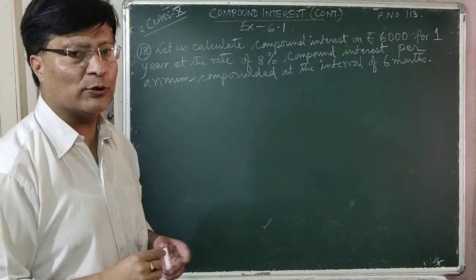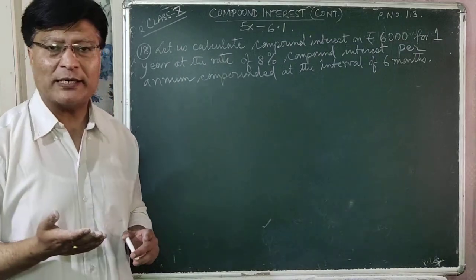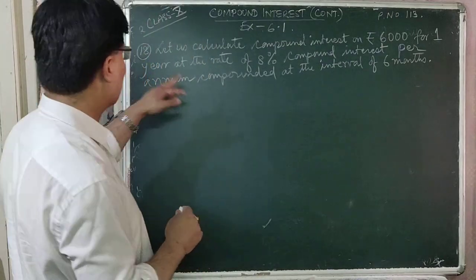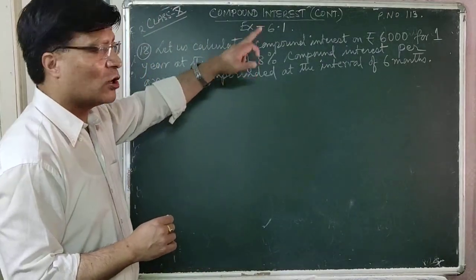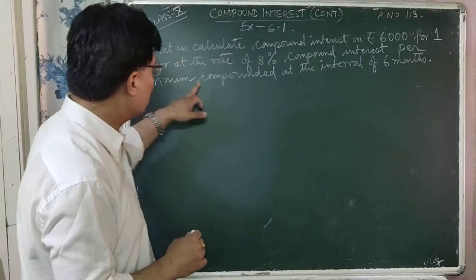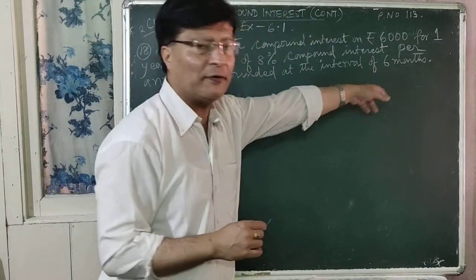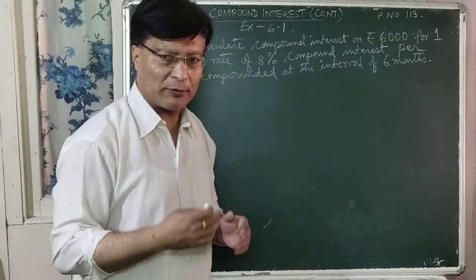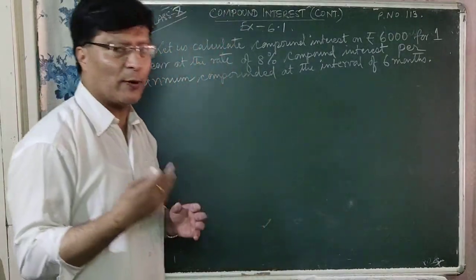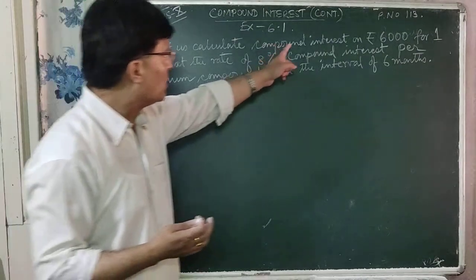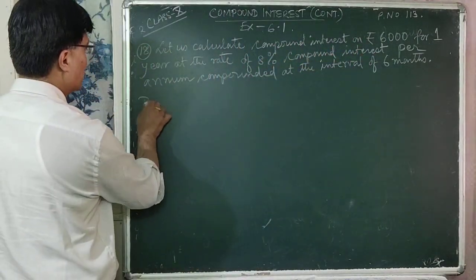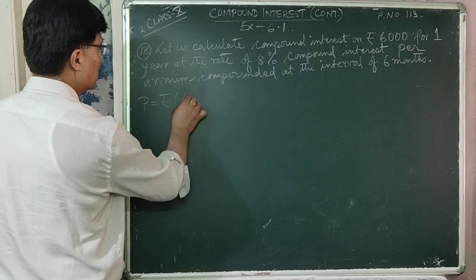So which formula is used for the amount or compound interest? Let us calculate the compound interest on rupees 6,000, which is compounded at the interval of 6 months. Let us do the solution now. You have to use the formula here. I will explain to you. What is the principal here? Rupees 6,000.